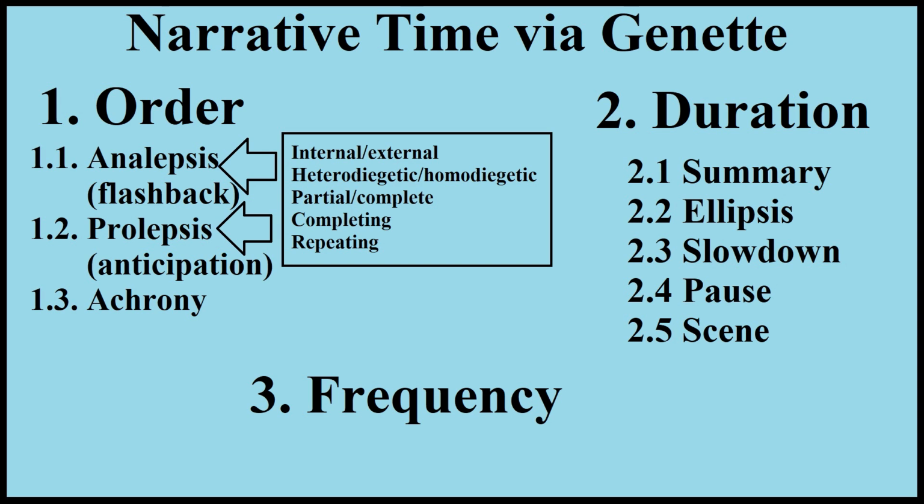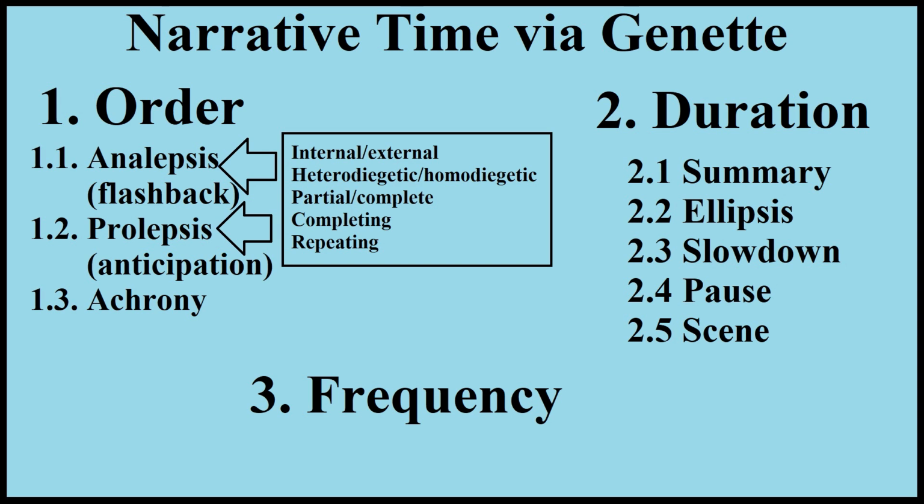And then internal and external. Is it part of the story or is it outside of the story? So this has to do with whether it's in or out, and then related or not related. And this can be for both flashbacks or flash forwards, anticipations. It can be for either analepsis or prolepsis. Okay, so those are those two: internal and external, and then heterodiegetic and homodiegetic.